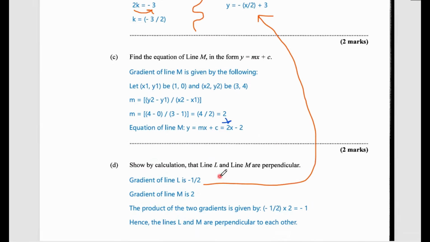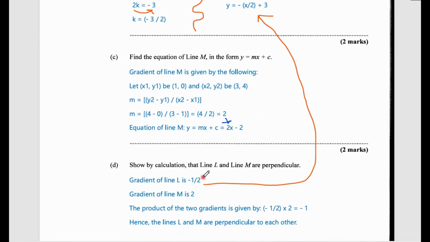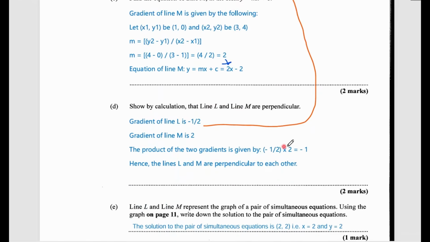So you know the gradient of L, because L we're dealing with here, is minus a half, while the gradient of M was what? 2. Okay? Now, in a case like this, you can see if you multiply both gradients, you get minus 1, suggesting that L and M are perpendicular.